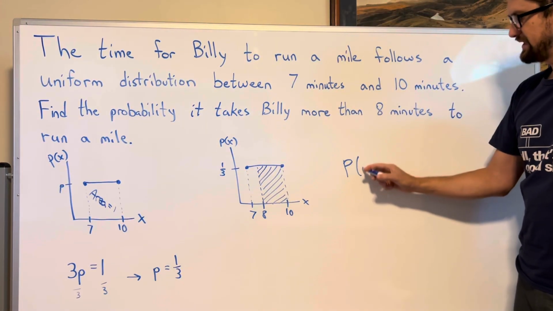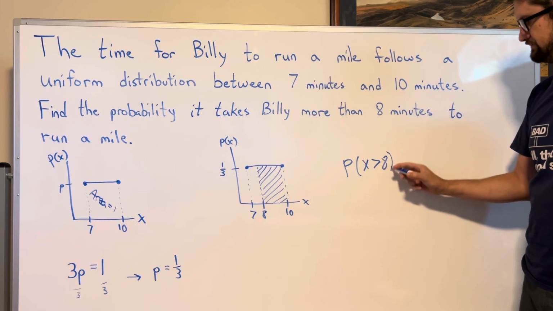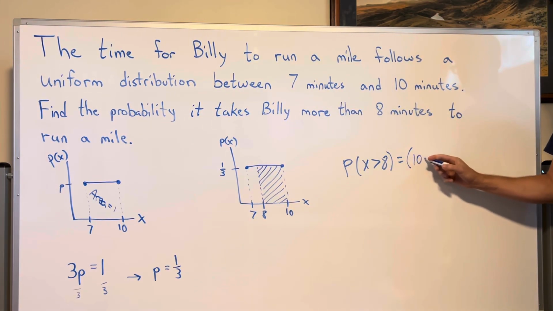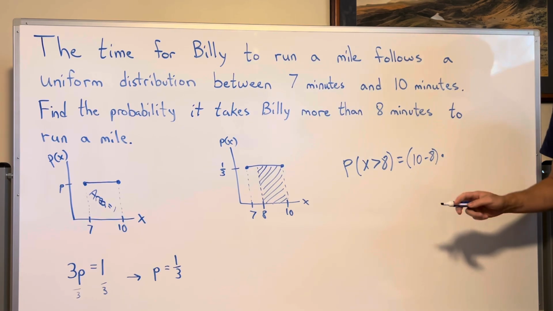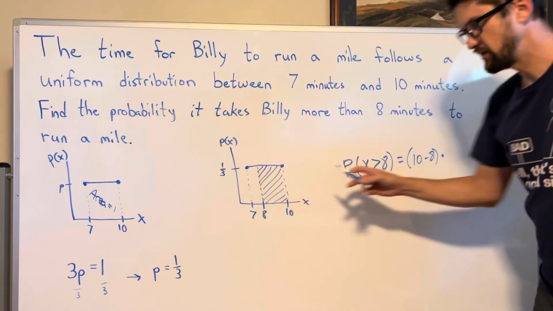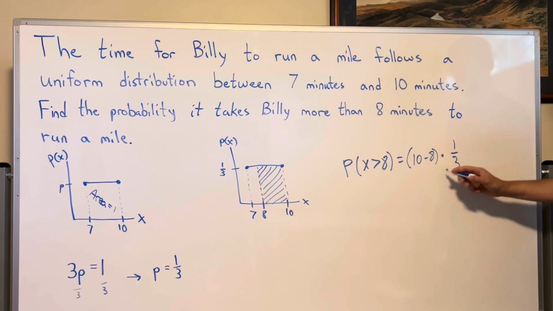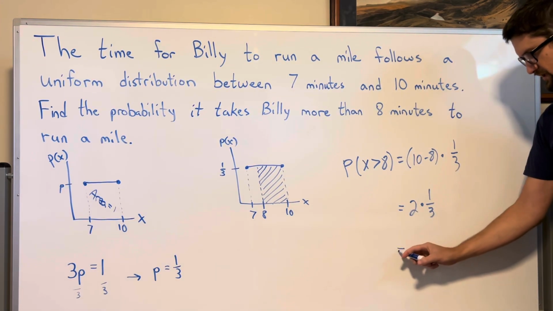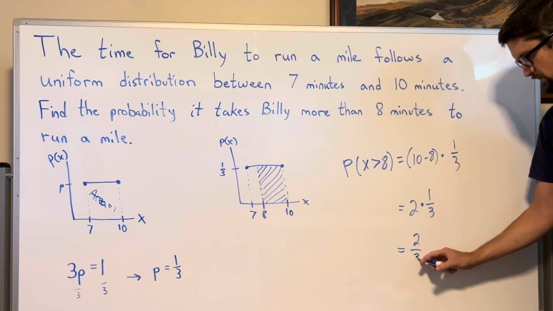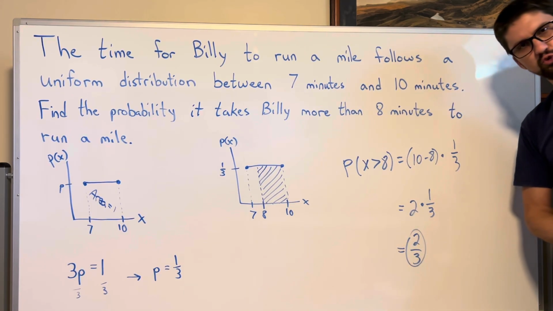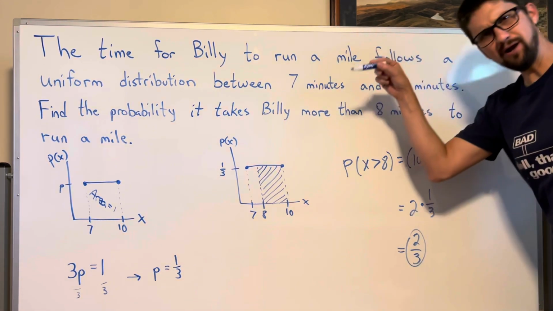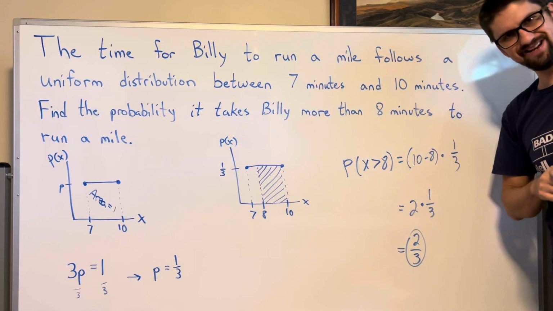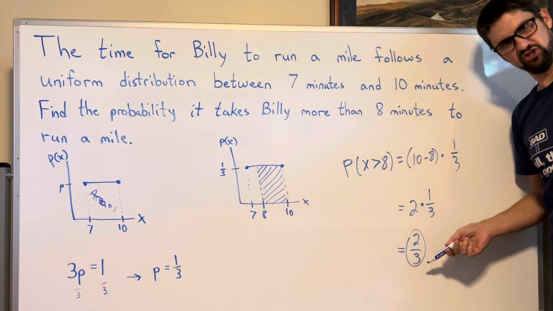So the probability that x is more than 8 is going to be this distance, 10 minus 8, times the constant probability, 1/3. That'll be 2 times 1/3, which comes out to 2/3. So the probability it takes Billy more than 8 minutes to run a mile is 2/3.